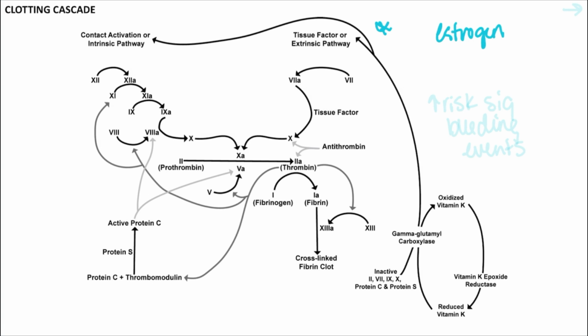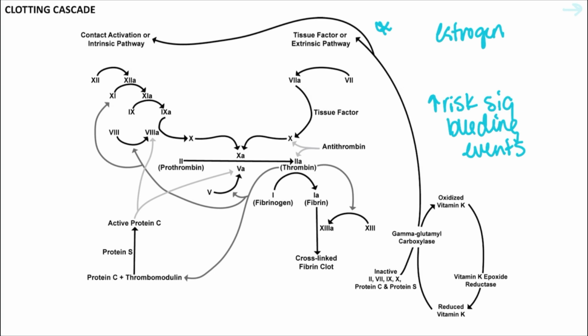So now one thing before we jump into our specific agents, because we are inhibiting this cascade, all of these agents that we're going to talk about today will place the patient at an increased risk of significant bleeding events. So care will have to be taken for individuals that are at risk of falls or on other agents that increase bleeding risk. And patients will need to be counseled extensively on the signs and symptoms of bleeding.